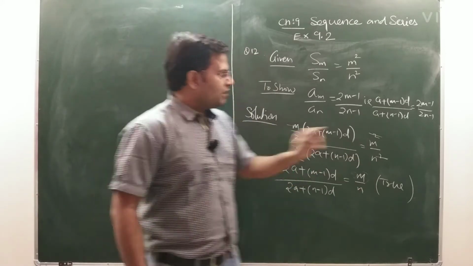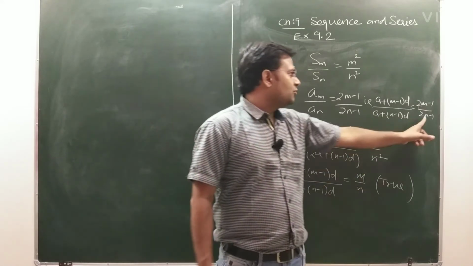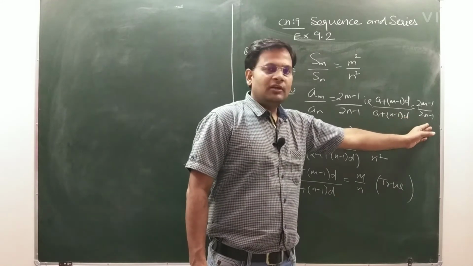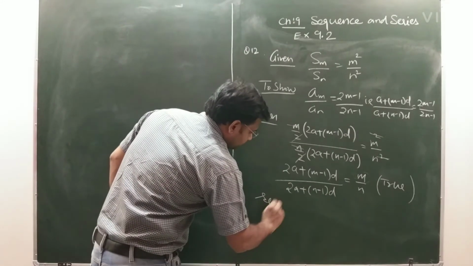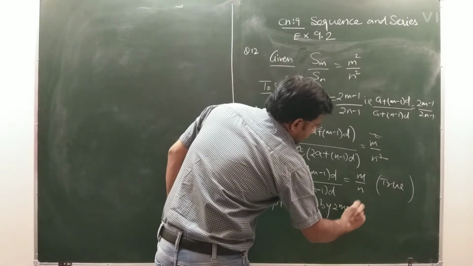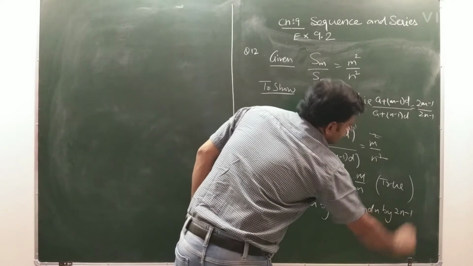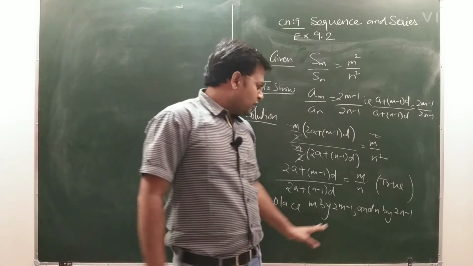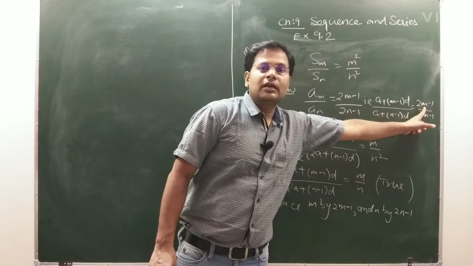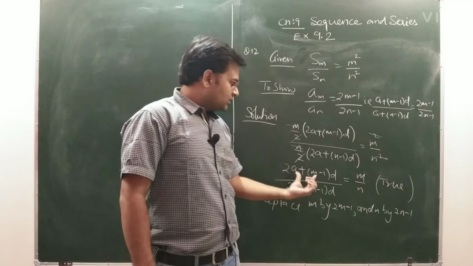So smartly, if you think that in place of m you need 2m minus 1, in place of n you need 2n minus 1. So this is something that you can get from the question itself, that you can replace m by 2m minus 1 and n by 2n minus 1. Now you may ask why we are replacing. We are replacing because we are seeing what we are required. So we required 2m minus 1 on the RHS, and this statement is true.